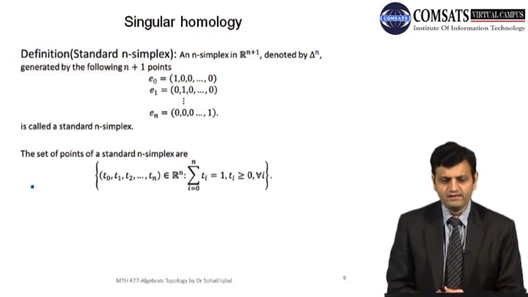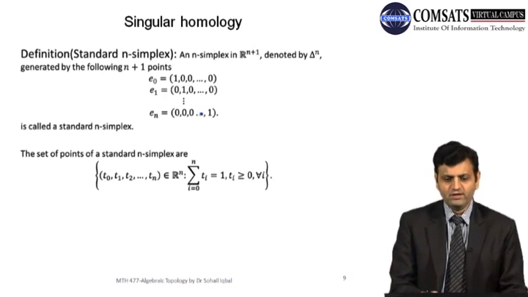So what is a standard n simplex? It is an n simplex which is generated by special points in R^(n+1). So what are those points? The points which are the coordinate points. E0 has 1 at the first position and the rest of them are 0. E1 has 1 at the second position and the rest of them are 0. Similarly En is basically 0 0 0 and it has 1 at the last position.